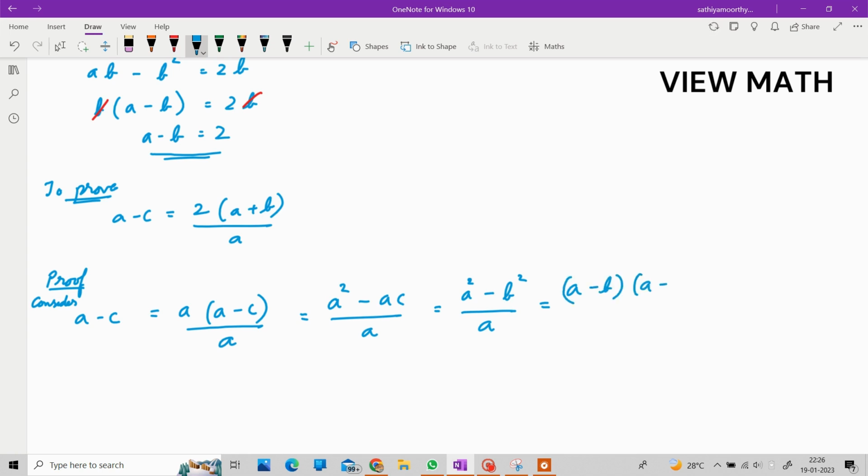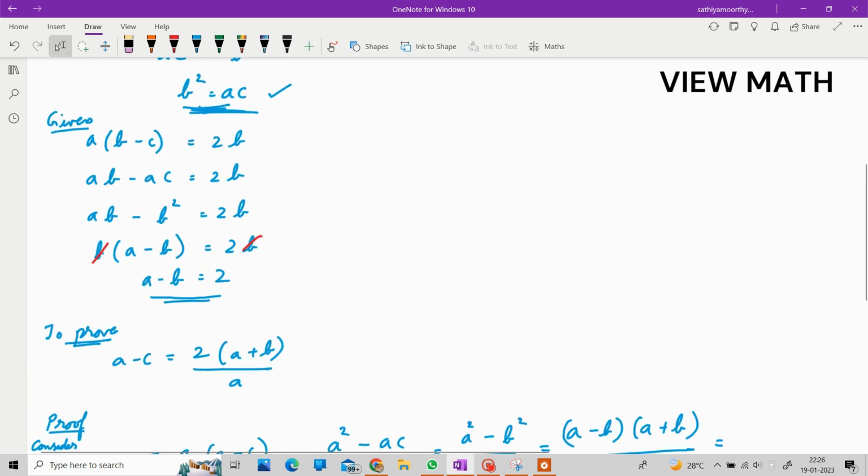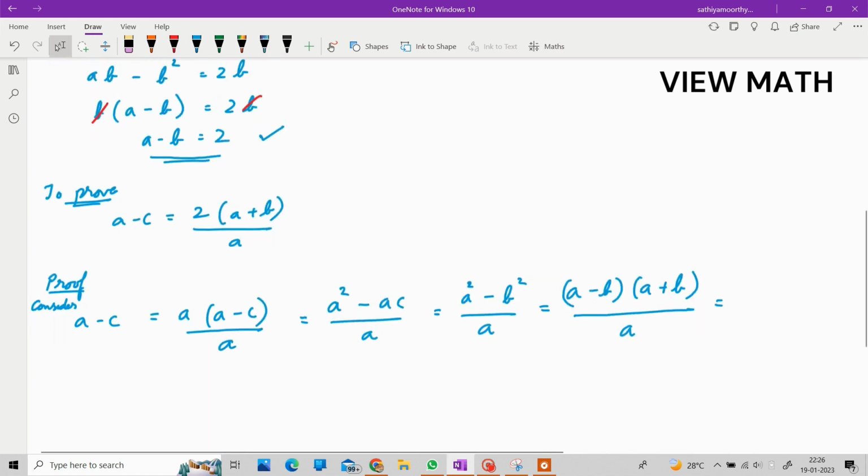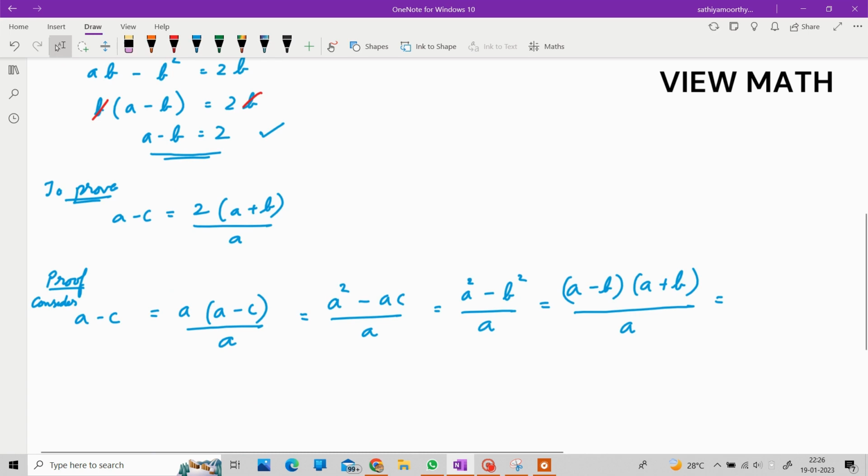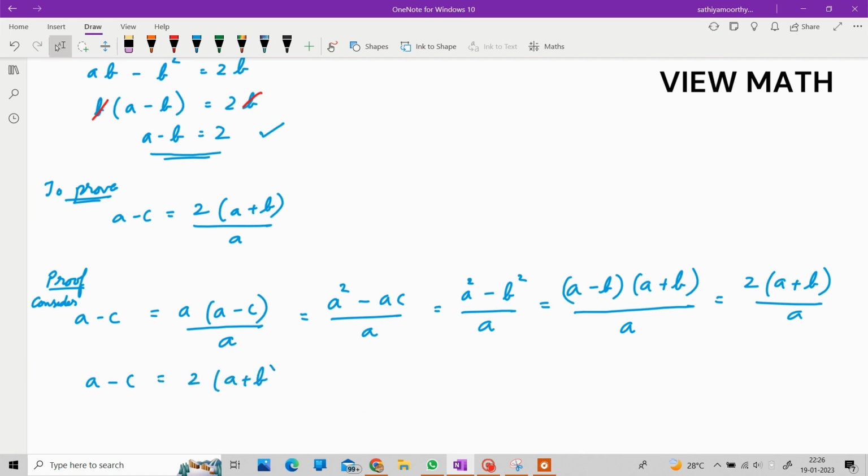I have used the formula (A minus B) into (A plus B) by A. Now we have got A minus B is equal to 2. This is also from the given condition. So here, instead of A minus B, I can substitute 2. So 2 times (A plus B) by A. So we have proved it. A minus C is equal to 2 times (A plus B) by A. Hence proved.